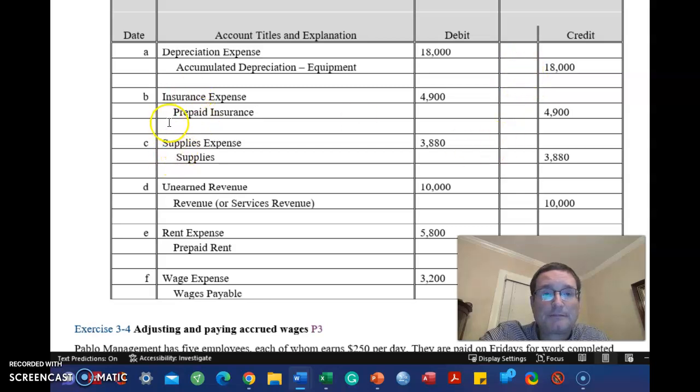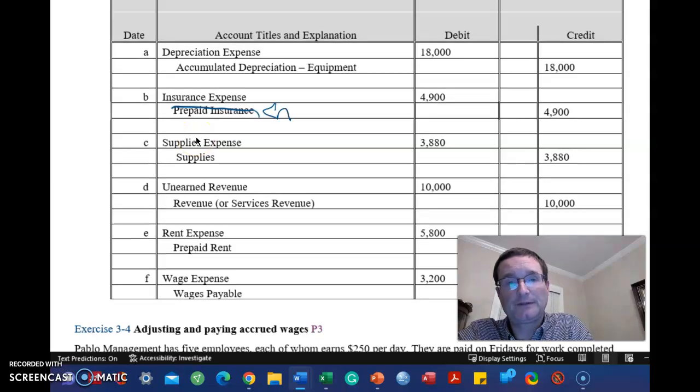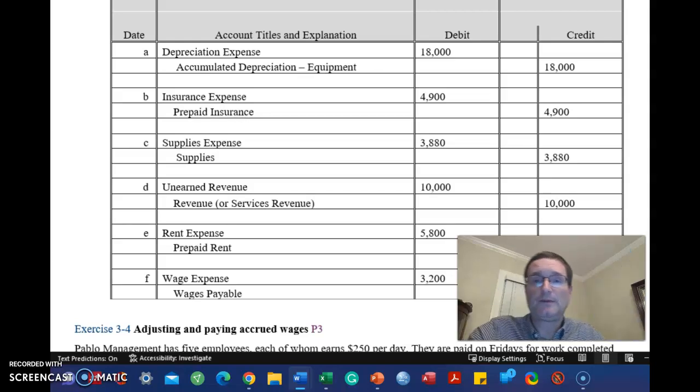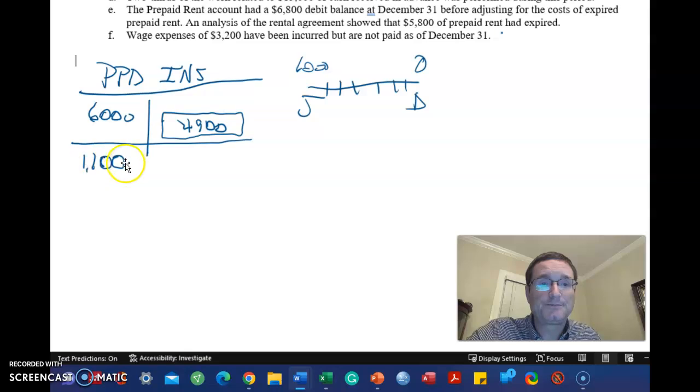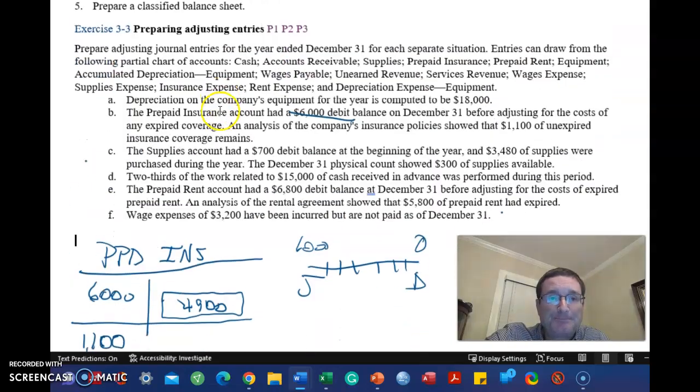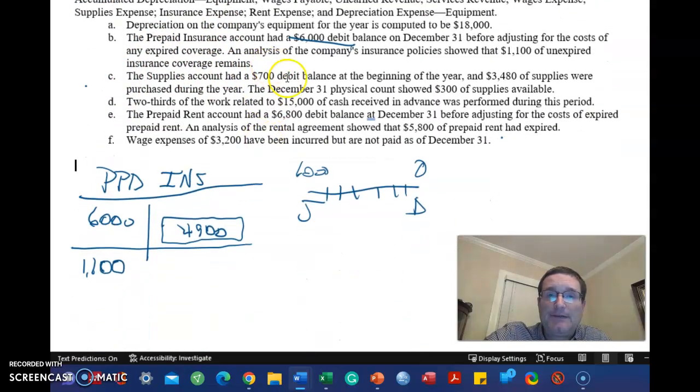And that's it. And if we were paying cash every month, it would be a debit insurance expense, credit cash. But we're not paying it every month. We did the prepaid insurance. So what they did was they prepaid it, and at the end of the month or the quarter, whatever this is, end of the year, they looked at it and said, oh, you know what? We should only have a balance of $1,100 in the prepaid insurance, and what's been consumed is $4,900. All right, that's it.